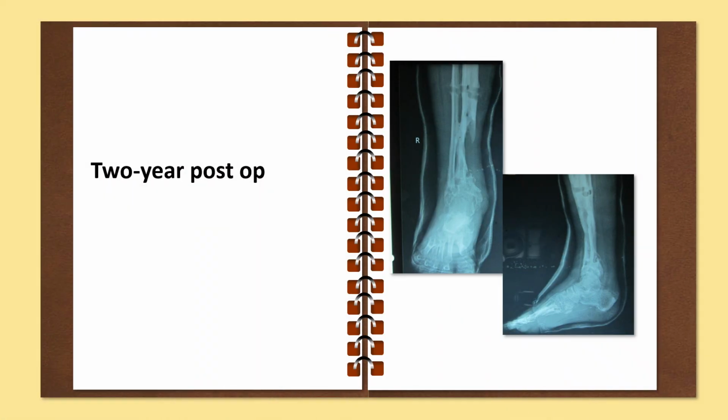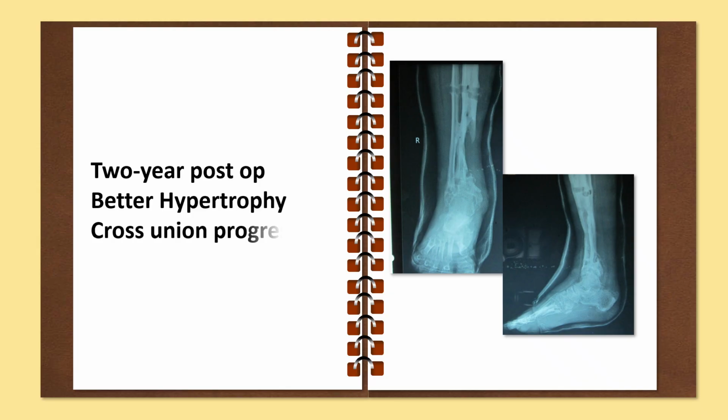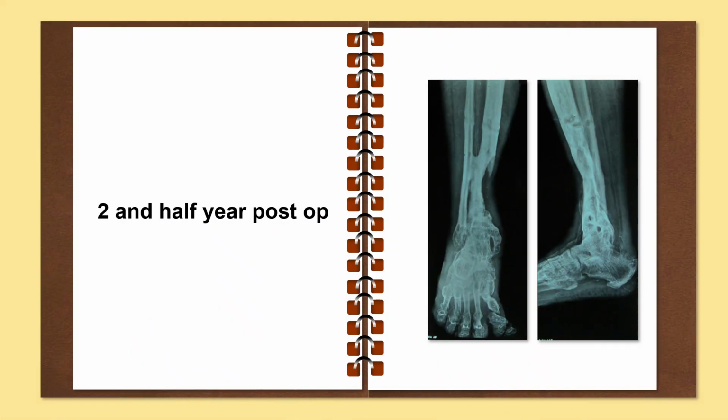At the end of 2 years, you can see there is better hypertrophy of the lateral wall and better union between the fibula and the tibia, that is, cross union is very much progressing there. After 2.5 years post-op, we can see there is hypertrophy of the lateral column of the distal tibia and a good cross union between the fibula and the tibia.